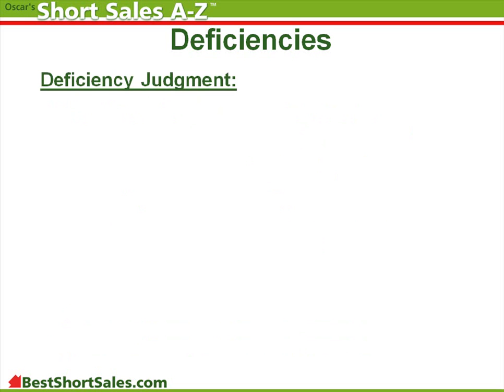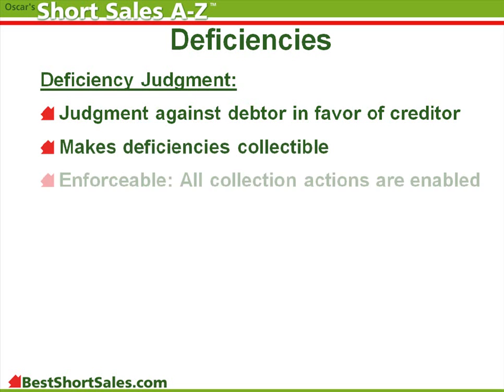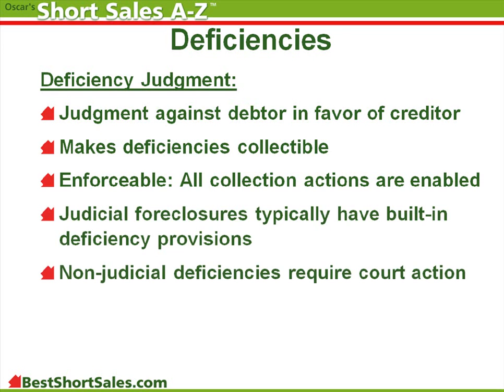Deficiency judgment. A deficiency judgment is a personal judgment against the debtor in favor of a creditor who suffered a deficiency. A deficiency judgment is what makes a deficiency collectible. Deficiency judgments are enforceable by law. This means that all collection actions, including wage garnishment and liens against personal and real property, are enabled. Judicial foreclosures typically have built-in deficiency provisions. With non-judicial foreclosures, deficiency judgments need to be obtained by separate court action.